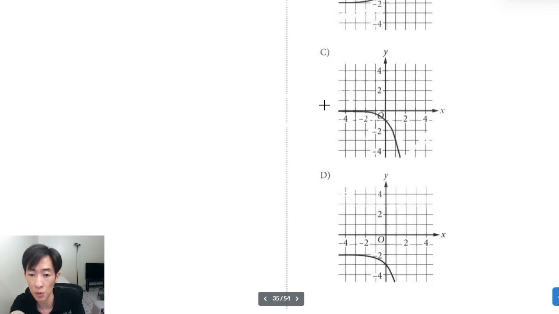Choice C, notice what they did to the graph. The original looks like this, and they flipped it over the x-axis. So when you reflect something over the x-axis, you do that algebraically by negating the entire equation, or the y. So this is actually going to be y equals negative 3 to the x, or y equals negative 2 to the x. You'd have to verify by plugging in numbers.